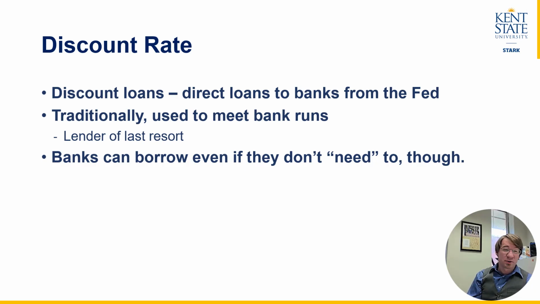So the idea of rediscounting is that a bank will make a loan and then sell that loan in part or in whole to the Federal Reserve. So in effect, this is very much like taking out a discount loan, but just using that loan that you made as collateral, which is traditionally what was done back in the 1920s when the Federal Reserve was fairly new.